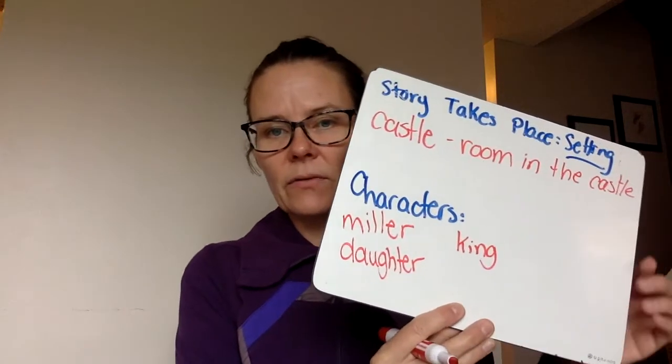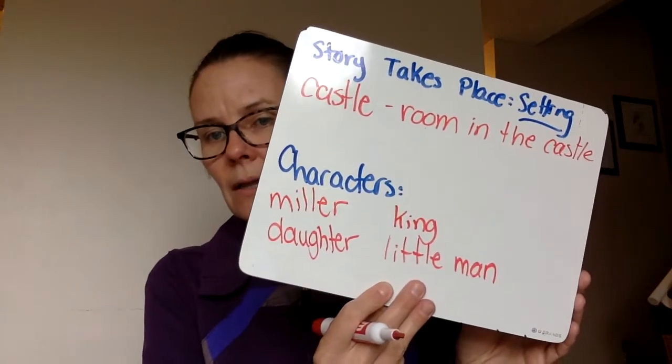I'm just looking at the characters, and we forgot to add somebody. We've got the miller, the daughter, the king, and we forgot to write down the little man because he seems very important. He keeps showing up in the story. So we're going to put the little man. The miller, have we seen him at all? We only saw him at the beginning. So he would be like a lesser character.